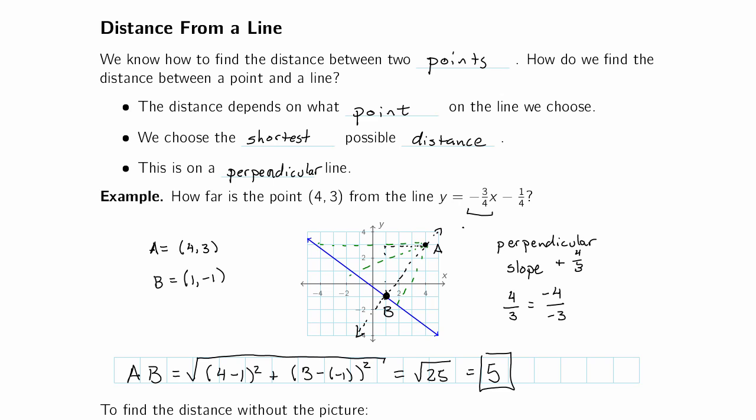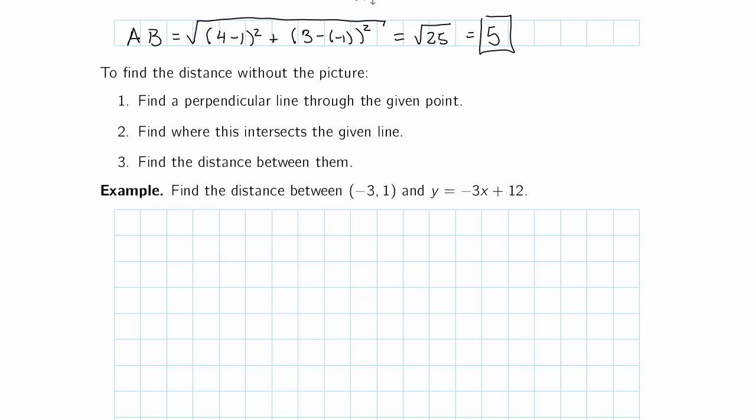Okay, so what did we actually do there? Well, we drew the perpendicular line, and then we found out where they intersected. We can do that exact same process using algebra. Find the equation of a perpendicular line, find where this intersects the given line, and then find the distance between the given point and the point we just found.